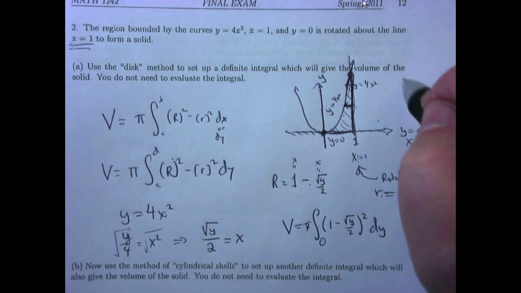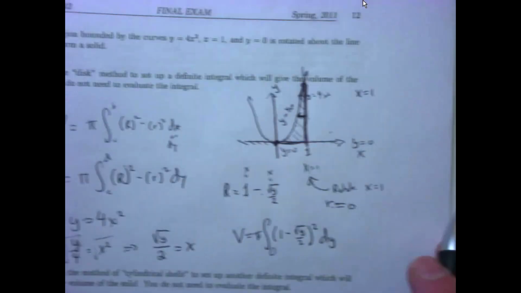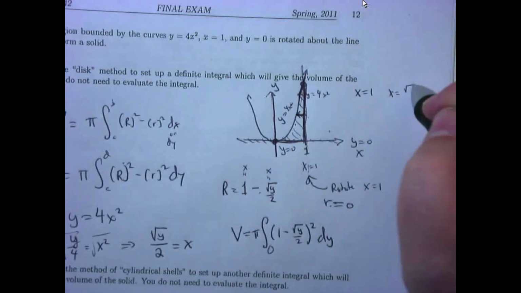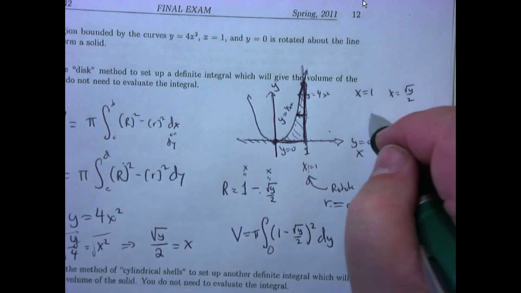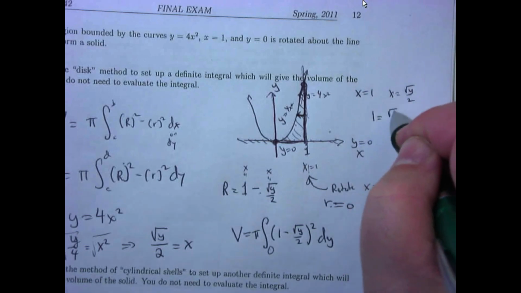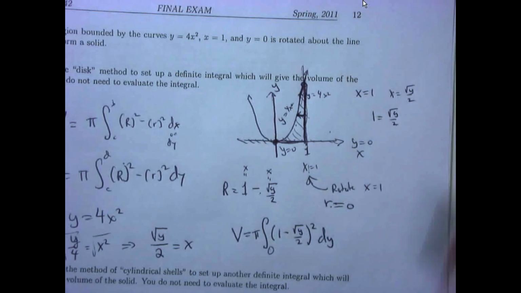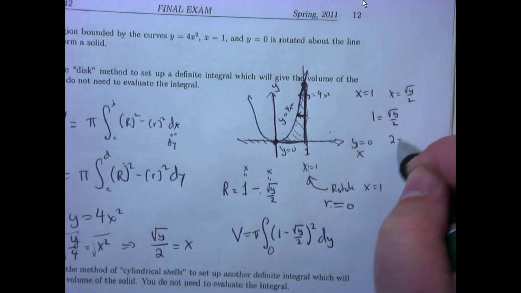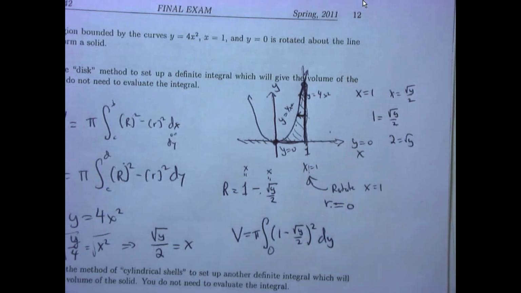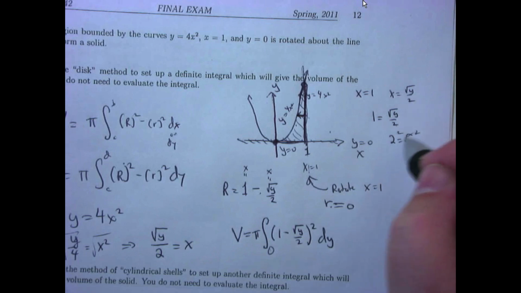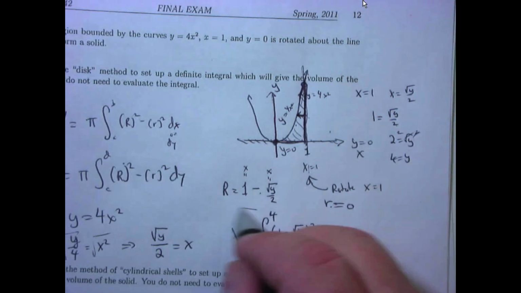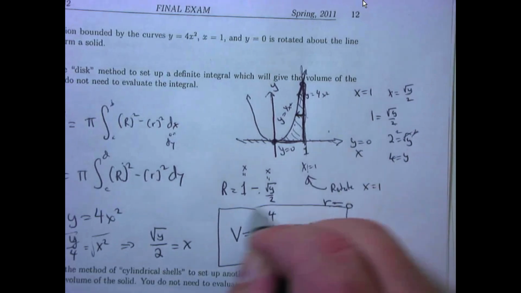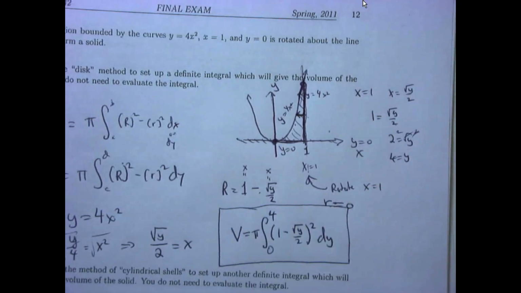Well, you've got to set the equations equal to each other. It's the intersection between x is 1 and x is equal to the square root of y divided by 2, right? Set them equal to each other. 1 is equal to the square root of y divided by 2. Multiply on both sides, I get 2 equals the square root of y. And then I've got to square both sides, and what am I going to get? Y equals 4. The actual integral is from 0 to 4. This was the answer that they were looking for.